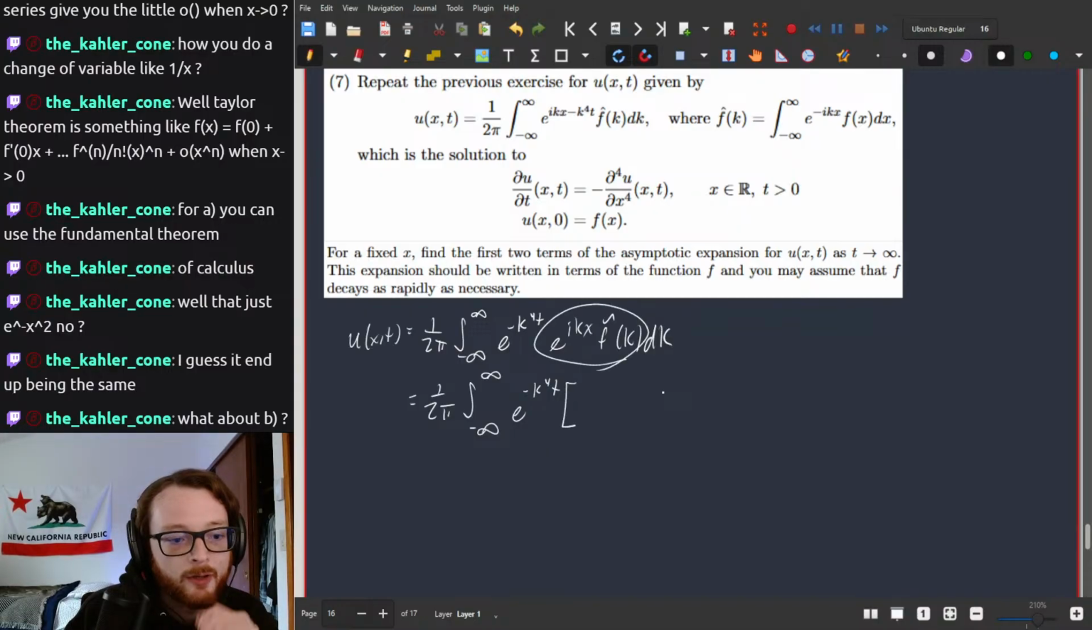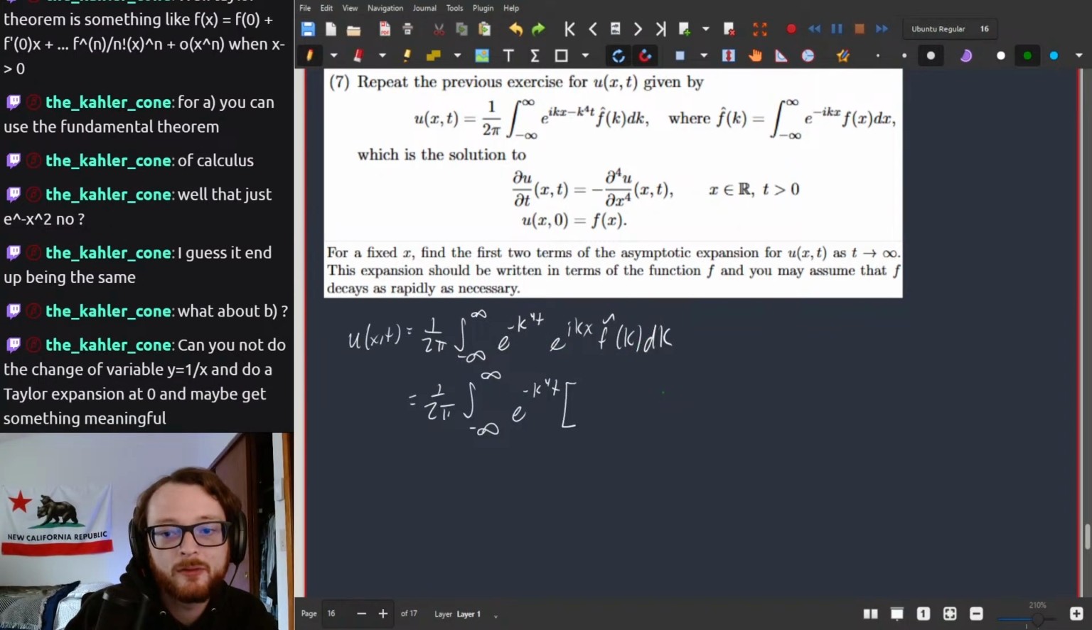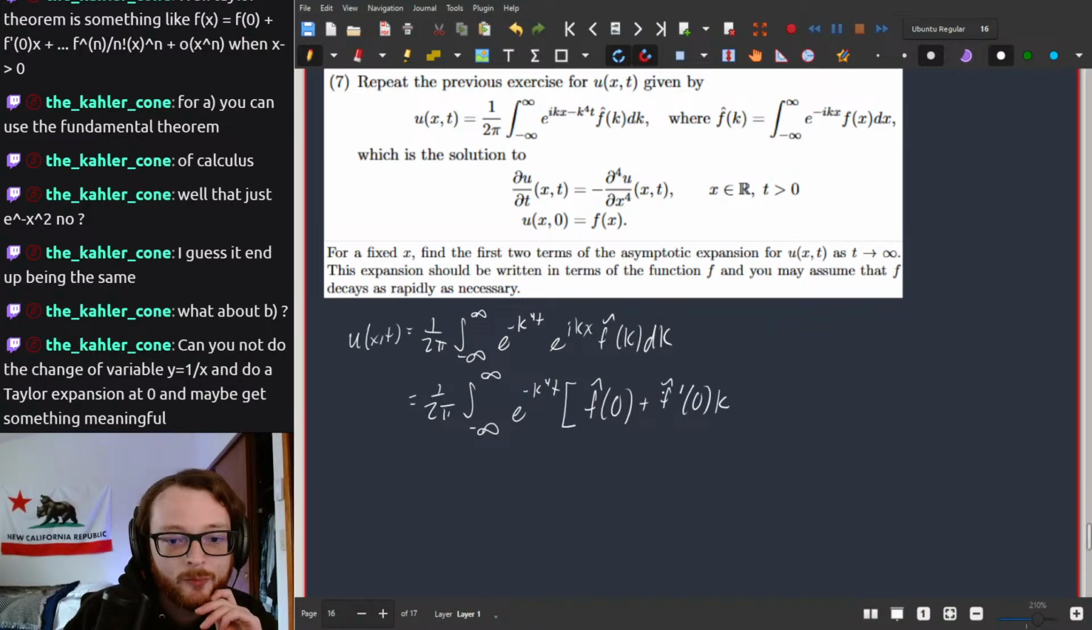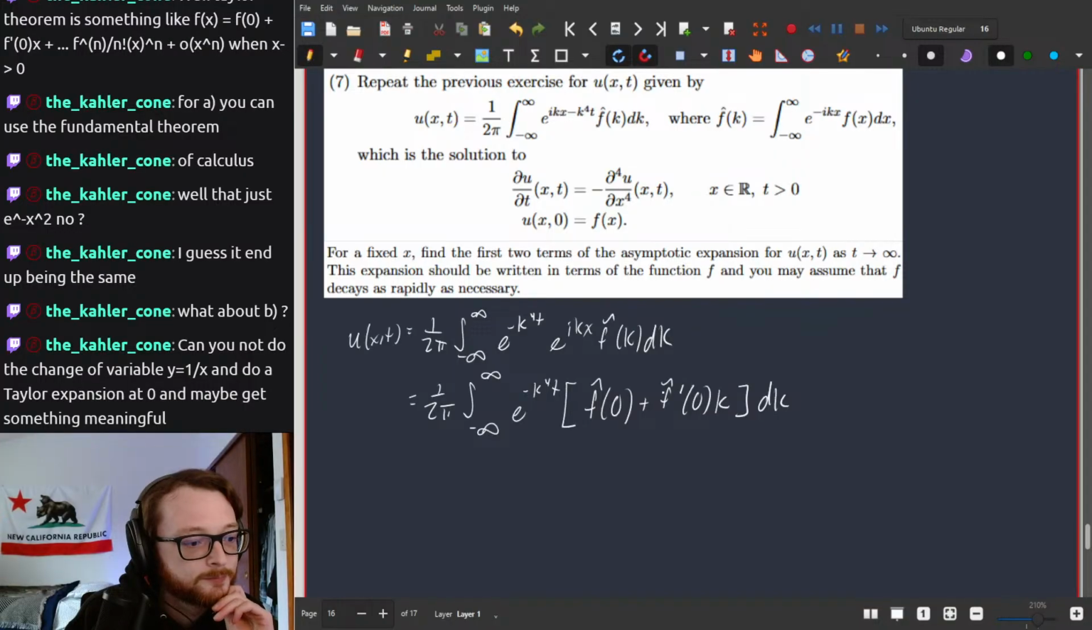So the Taylor series for this thing, we're expanding about k equals 0. Another weird thing with this is that I'm taking a Taylor series about k equals 0, but t is going to infinity. I don't know what to say about that, but if you plug in k equals 0 here, it's just f hat 0 plus f hat prime 0 times k dk. But that's not necessarily a problem, because the Taylor series is in k, not in t.